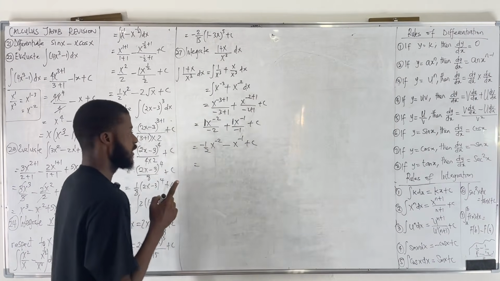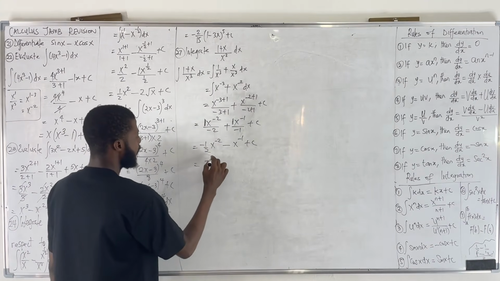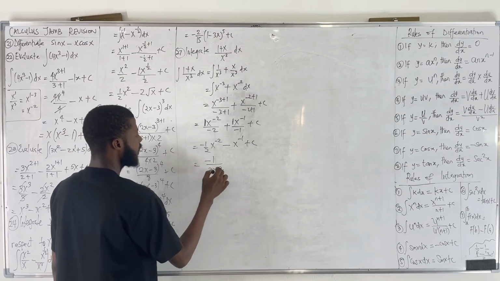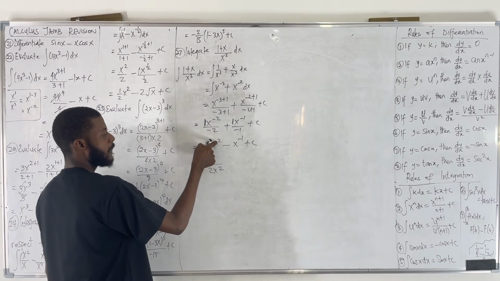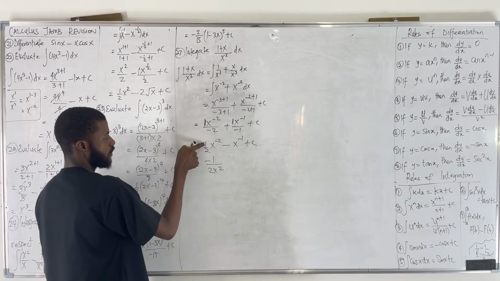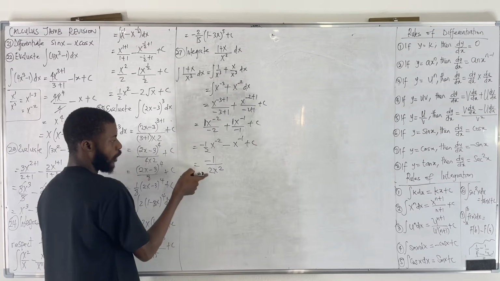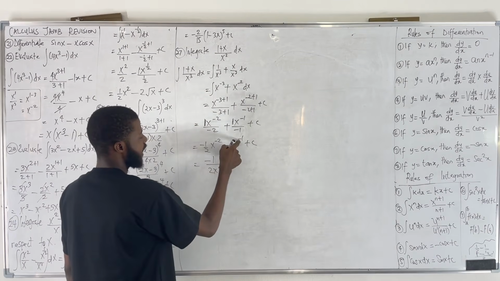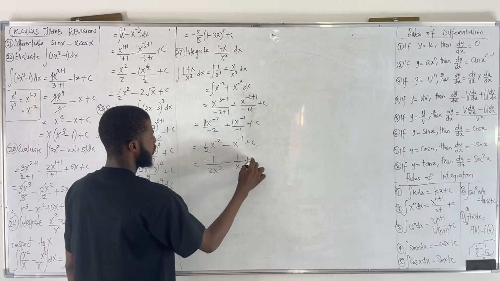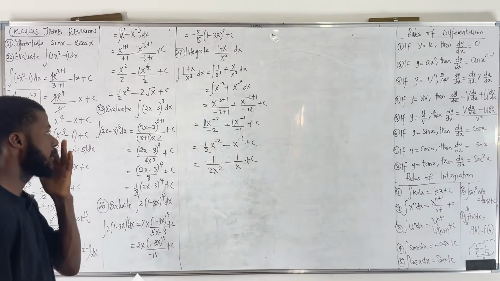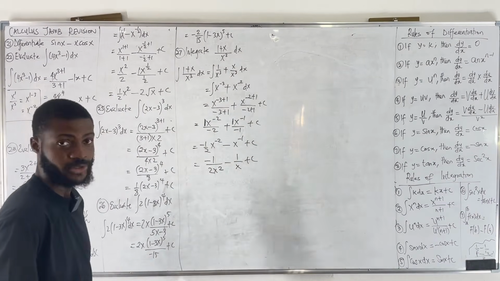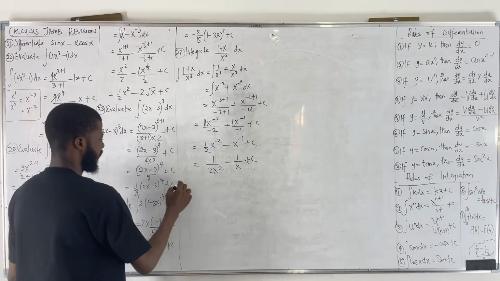There's a better way of writing this answer. We could say this is minus 1 over 2x squared. Remember that to clear out this minus, we say 1 over. So there's already a 1 here, so this x to the power of minus 2 will now join this 2 under. And then minus this term here will become 1 over x, plus c. So that will become the answer to that equation. A very nice one.